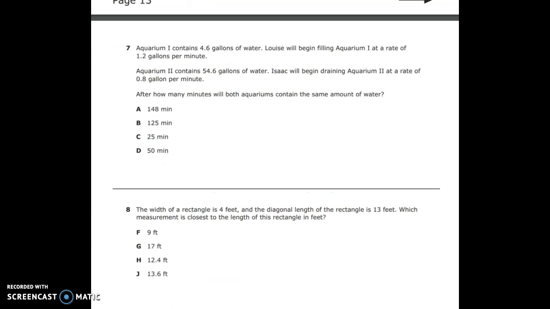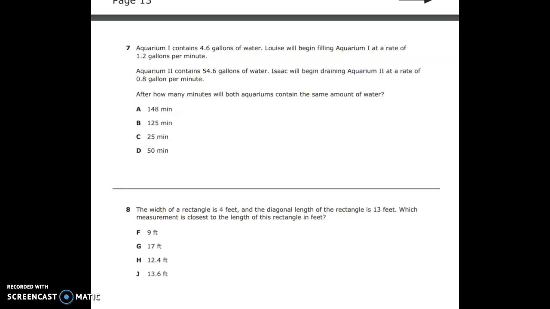Number 7, Aquarium 1 contains 4.6 gallons of water. Luis will begin filling Aquarium 1 at a rate of 1.2 gallons per minute. Aquarium 2 contains 54.6 gallons of water. Isaac will begin draining Aquarium 2 at a rate of 0.8 gallon per minute. After how many minutes will both aquariums contain the same amount of water? 148 minutes, 125 minutes, 25 minutes, 50 minutes.